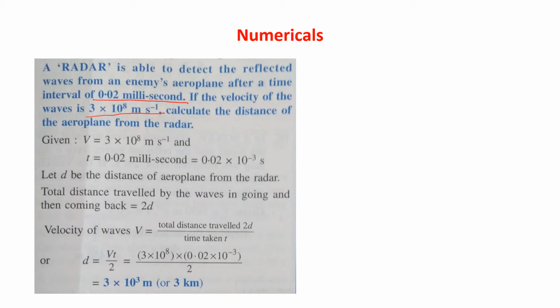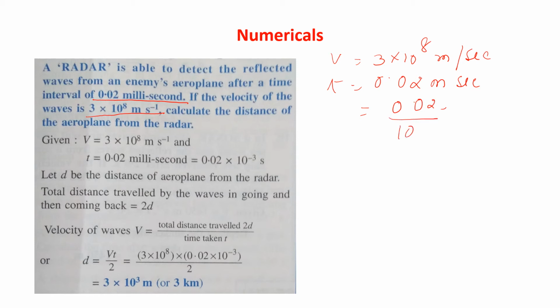Now, what are the things given? The velocity is given, 3 into 10 to the power 8 meter per second. And the time interval is given, t is equal to 0.02 millisecond. Now you have to convert it to seconds. So 0.02 divided by 10 to the power 3, or you can write it as 0.02 into 10 to the power minus 3 second.